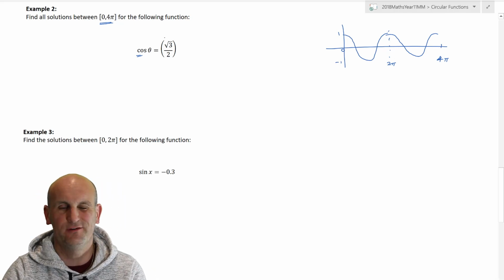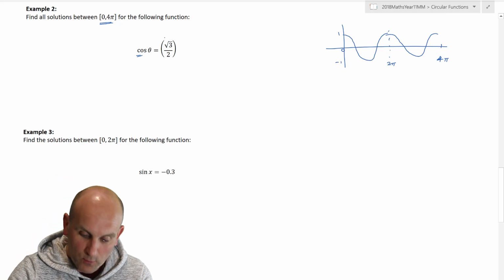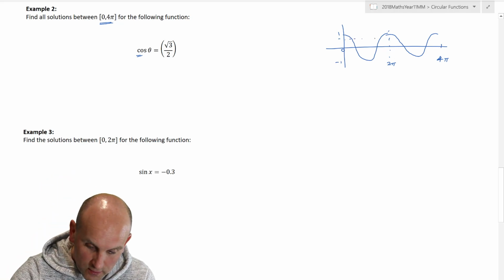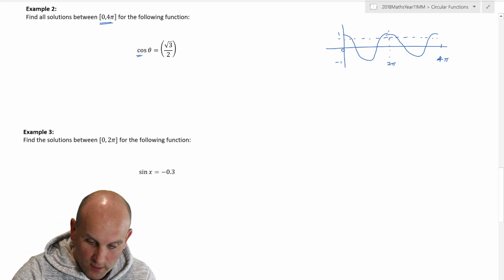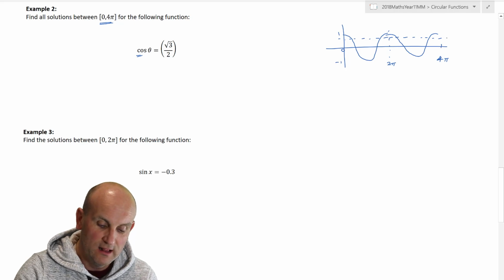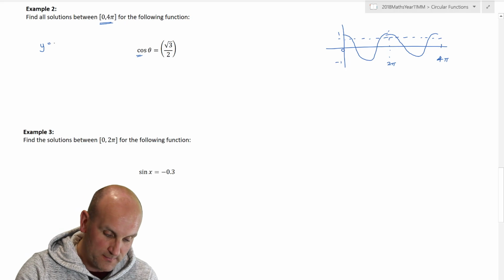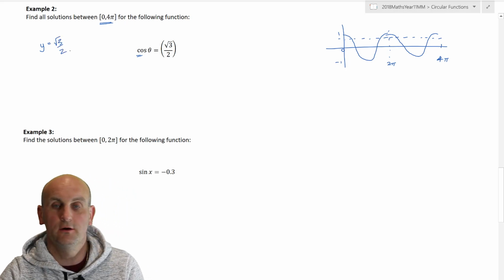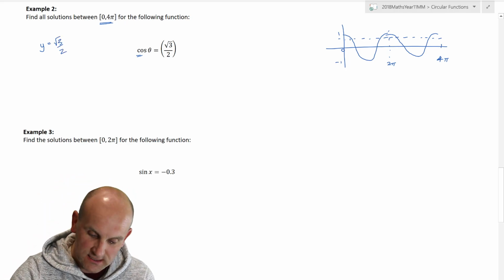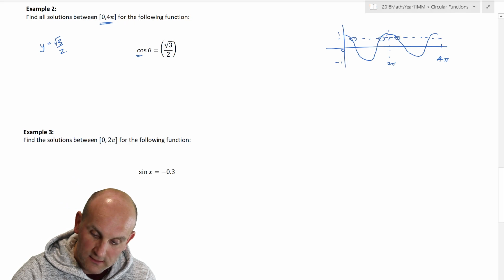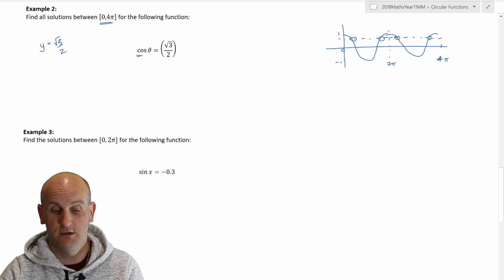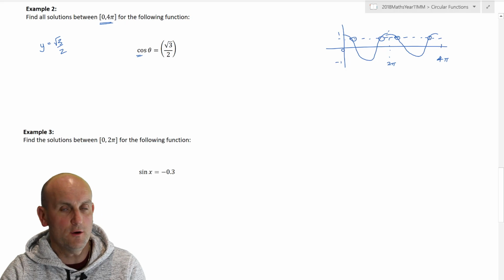Now, if I enter that into my calculator, I get about 0.86. So what I'm going to do is draw a horizontal line along here. Now, you're going to say, why are you drawing a horizontal line? Because remember, this is like saying, find the solutions where the graph cosine theta meets the line y equals root 3 on 2. Now, how many times do you see it cut? 1, 2, 3, 4. So I'm looking for 4 solutions. All right. So now I've got 4 solutions to come.